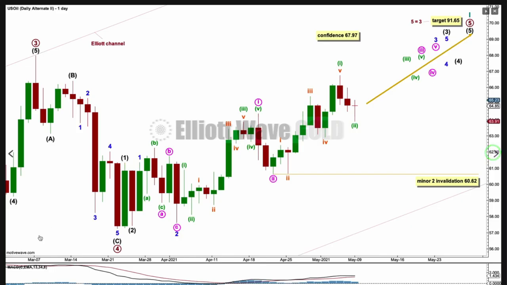There's another way to label it. We could move the degree of labeling here within the zigzag up 1 degree. Although this is pretty brief for a primary degree correction, it's possible primary 4 could have been over as a brief and relatively shallow zigzag, and that means this is where primary 5 may have begun, with intermediate 1, 2, minor 1, 2, minute 1, 2, minuette 1, 2. The invalidation point is the same, the target's essentially the same.